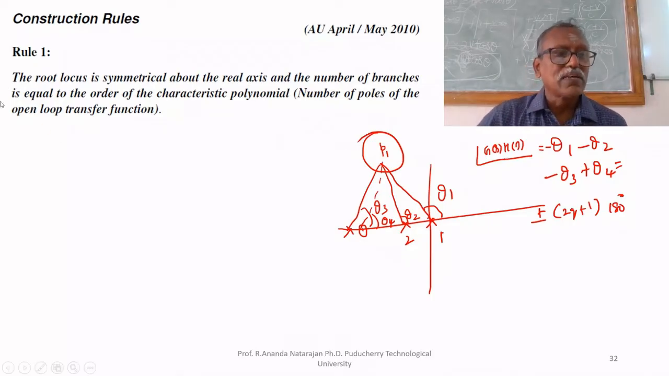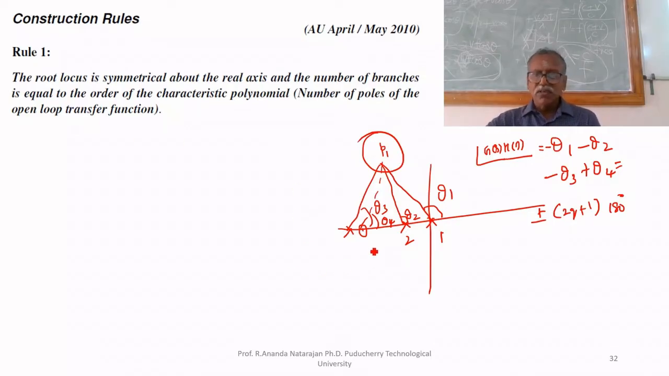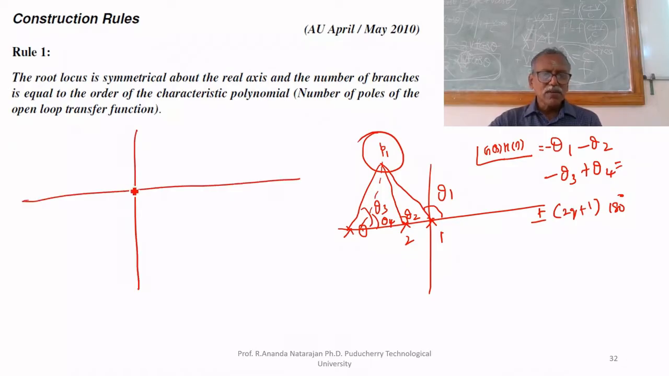The first rule is that the root locus is symmetrical about the real axis, because if the roots are on the real axis, suppose I am having 3 poles on the real axis, 1 pole on the real axis and 2 poles complex, then it will be like this. Another 0 is there, that is also on the real axis. 2 more zeros are there, that is complex, that's why it will be like this.